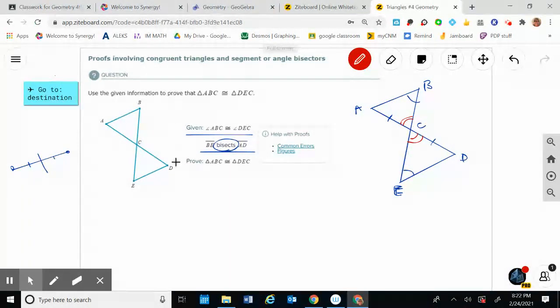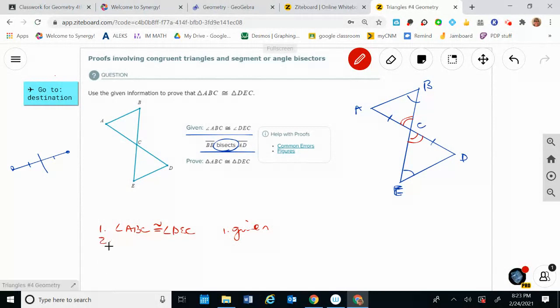It will start with the givens. It'll say these two givens. So one will be angle ABC is congruent to angle DEC, and the reason will be given. Then two will be BE bisects AD. Okay, then that's going to be given.